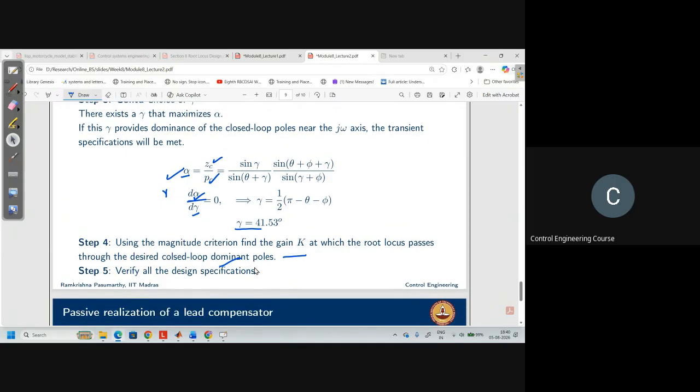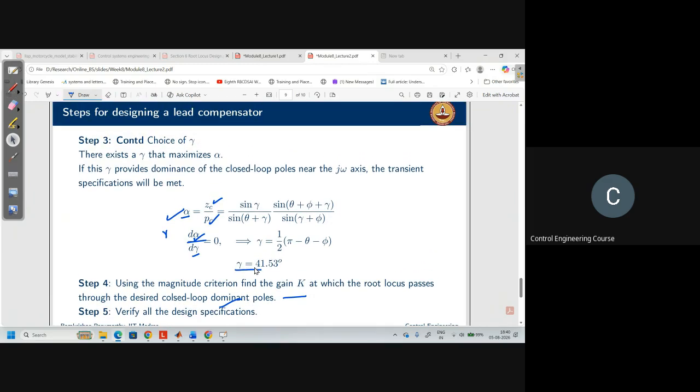So what are the final steps? One is, given a system and given specification, we convert that into a dominant pole. That is the first thing. That is the desired pole, what we call a desired pole. And the second thing is we have to check the angle deficiency.